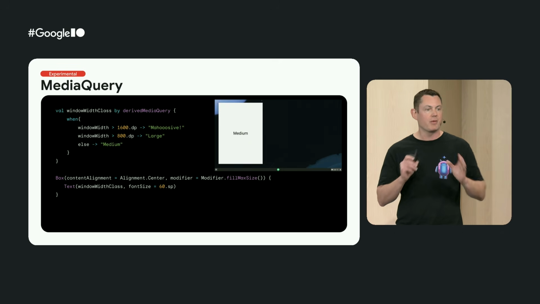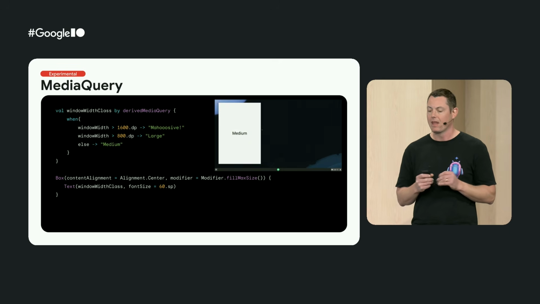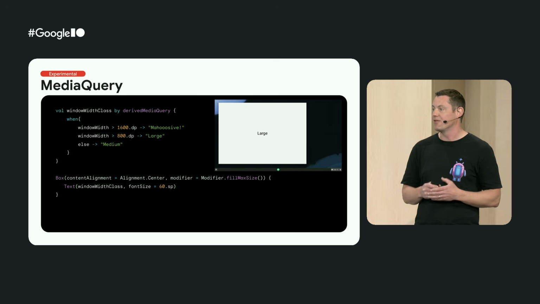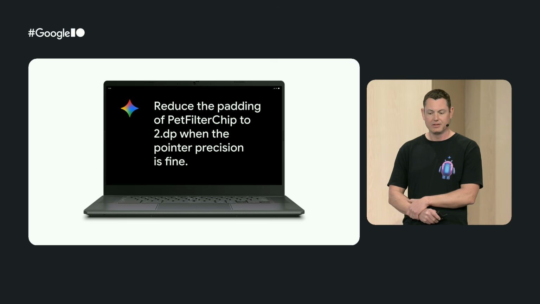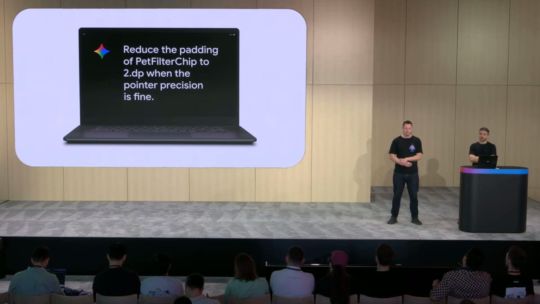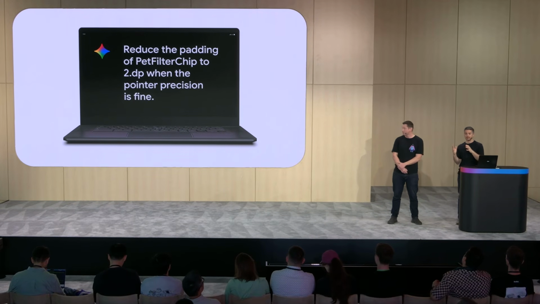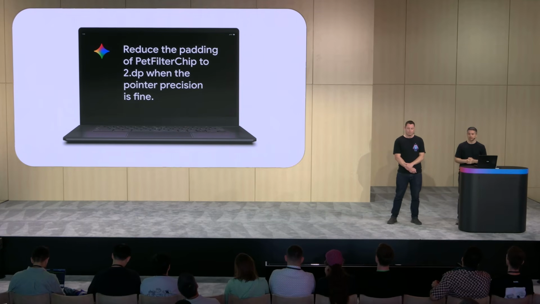So Media Query is very much an experimental API. Please do try it out and file issues and let us know what you need from it. All right, so even though it's experimental, the documentation for Media Query is available in the adaptive skill and the knowledge base. So if you ask the agent to use it, it will fetch the information.